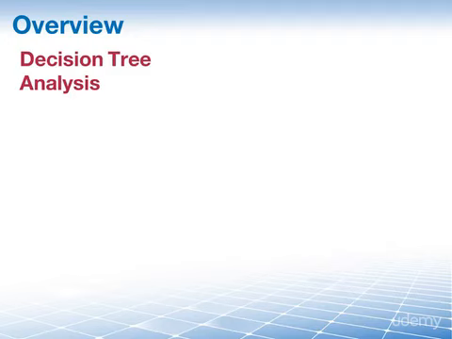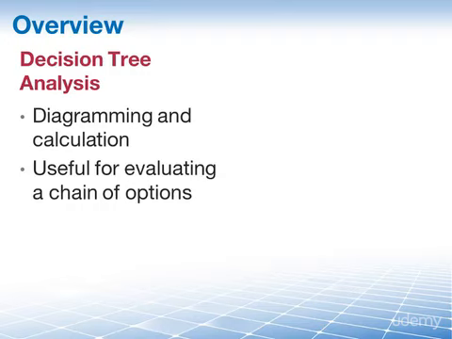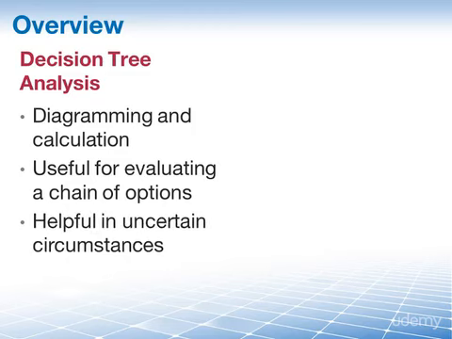So let's compare the decision tree as well as the expected monetary value here in our quick overview. The decision tree analysis is defined in the PMBOK Guide as a diagramming and calculating technique for evaluating the implications of a chain of multiple options in the presence of uncertainty. The decision tree is a diagram that describes a decision under consideration and the implications of choosing one or another of the available alternatives. It is used when some future scenario or outcome of actions are uncertain.